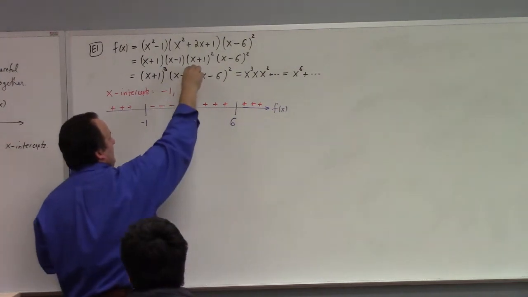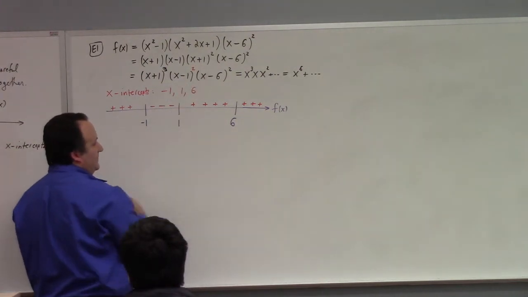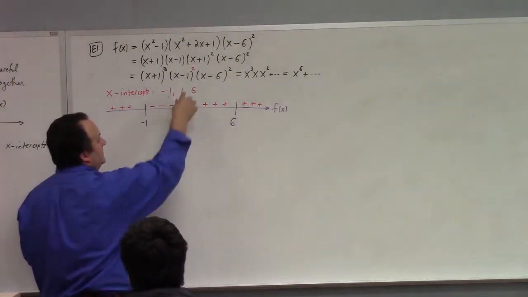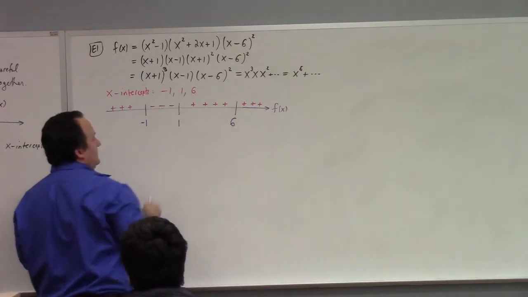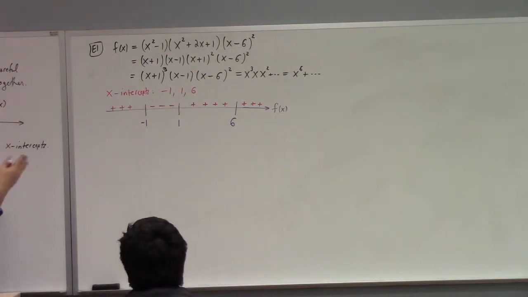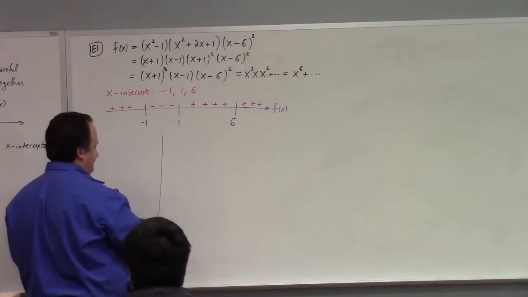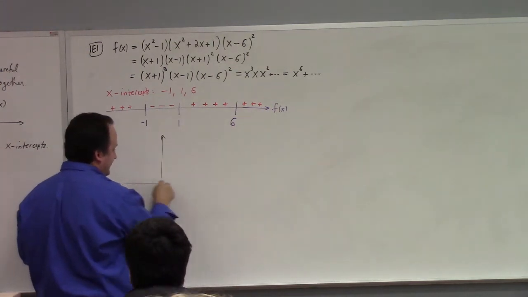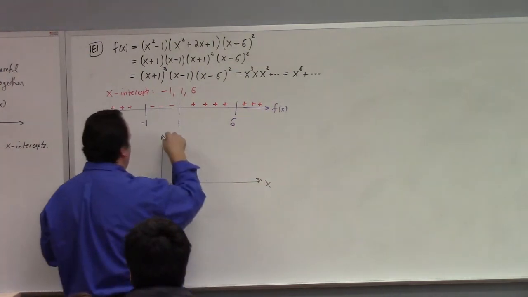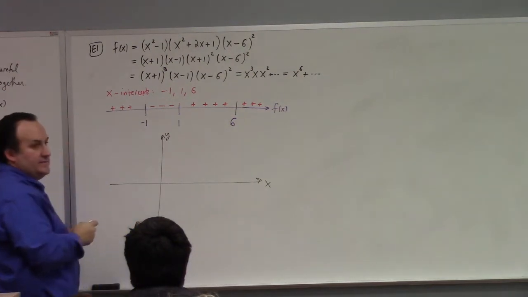If you had a square here, then this is not compatible with that. But let's focus on the problem at hand. So that's the sign chart. Once you have that, we can graph. What's the y-intercept?